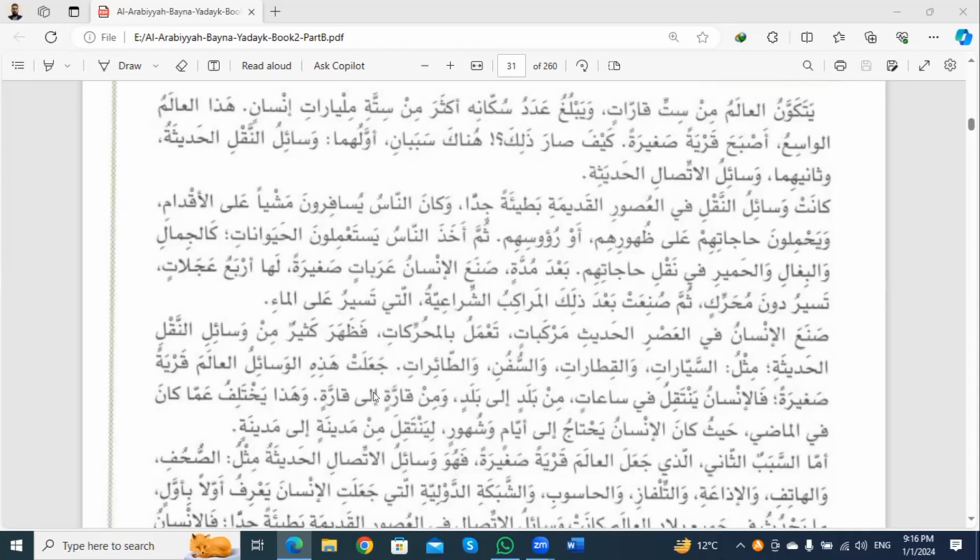Qarya means village, and qara means continent. From continent to continent. This is different from what was in the past.